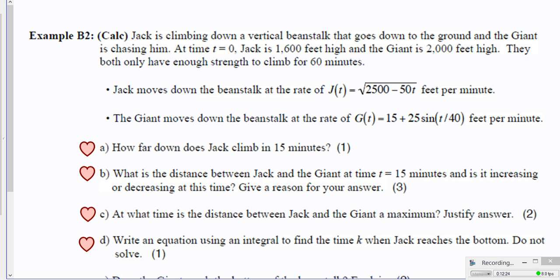Jack is moving at a certain rate. This is similar to the previous question in that you're given a function that is itself a rate. Same thing for the giant. You're told the giant's rate of motion. So you're asked again to do several different parts of this question. Just like with the previous one, I'd like you to pause and then come back to check your work.